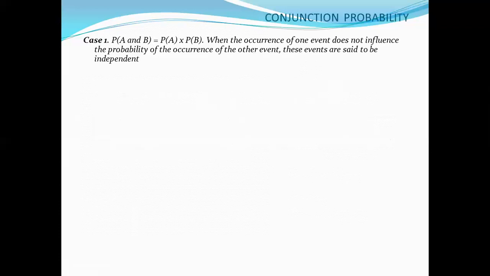Okay. So how do we solve problems under conjunction probability? Let's have the first case. When the occurrence of one event does not influence the probability of the occurrence of the other event, these events are said to be independent. So usually, ang makikita natin sa mga statement, sa mga problems, would be looking for the probability that A and B will happen. Okay, you have the conjunction AND. So whenever you're given this one, all you have to do is multiply the probability of A and the probability of B.